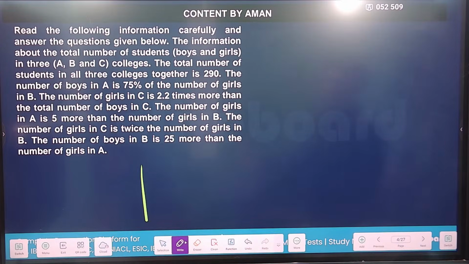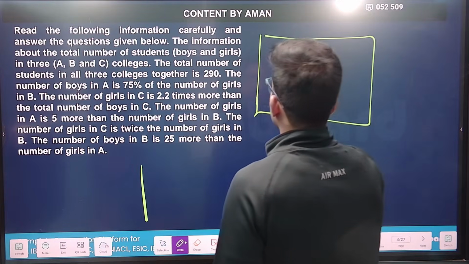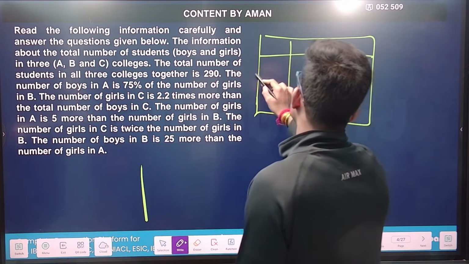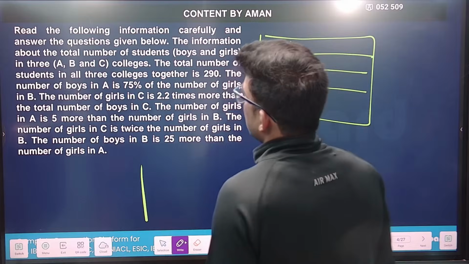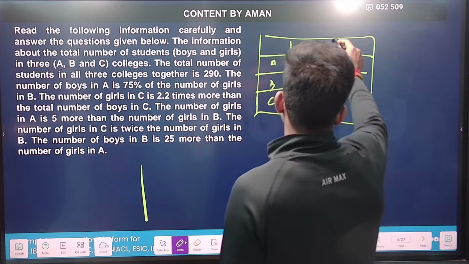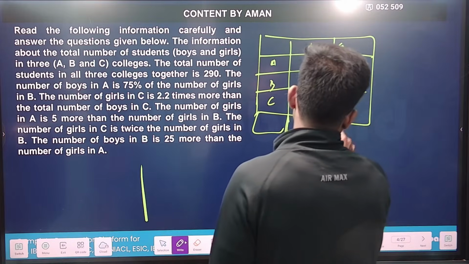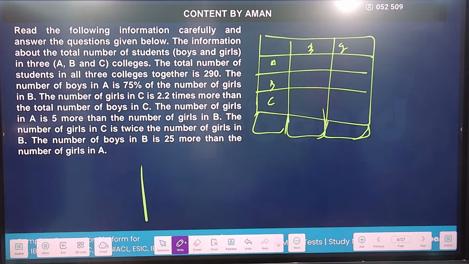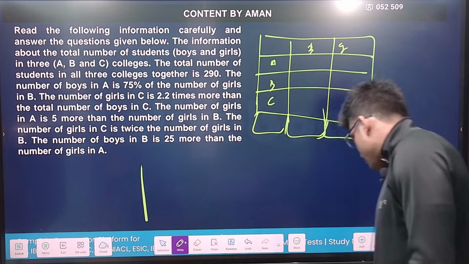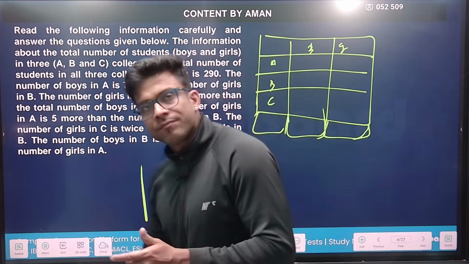So first of all, for the sake of ease, make a table like this, so that on this, 4 or 5 questions can depend. Write down A, B and C, and then write down boys and girls, and segregate the data. Write down also the total, because total will help you in both cases, and you can just apply the percentage tricks here.